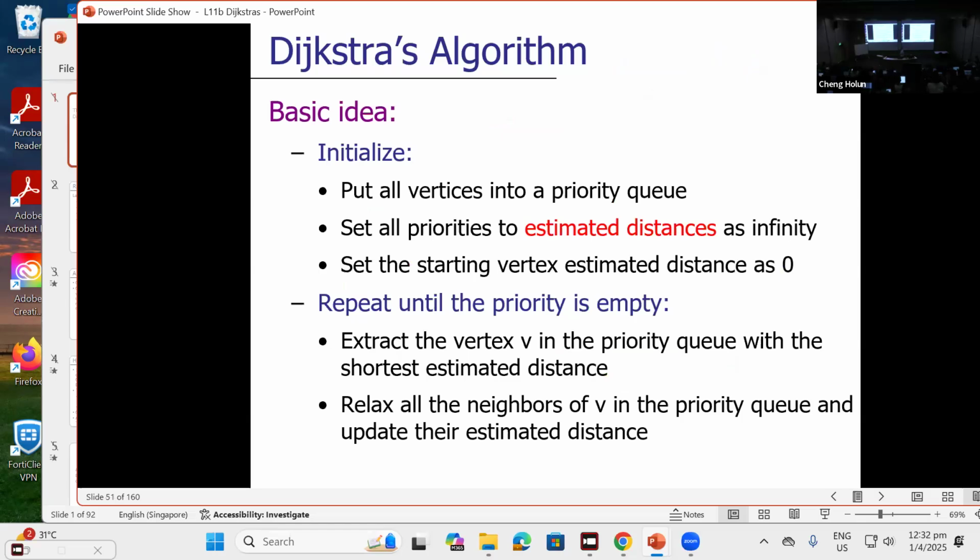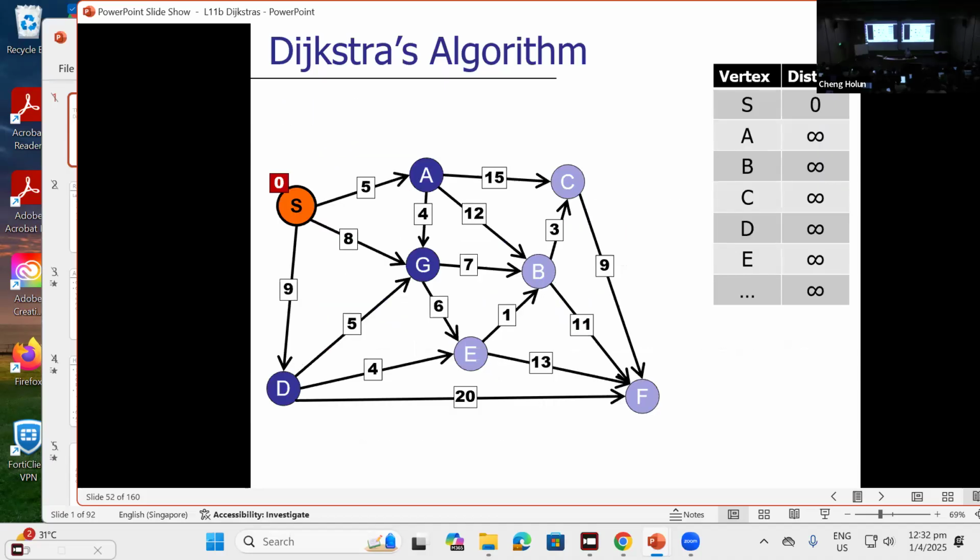Instead of relaxing the shortest outgoing edge, the idea of the real correct algorithm is: I relax the edge that gives me the shortest estimated distance from S all the way. Okay, let's see what that means. This may be a bit harder to understand, so in the beginning I will show you how the algorithm works. I think it's better.